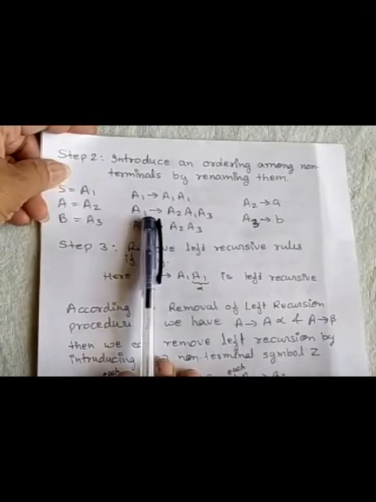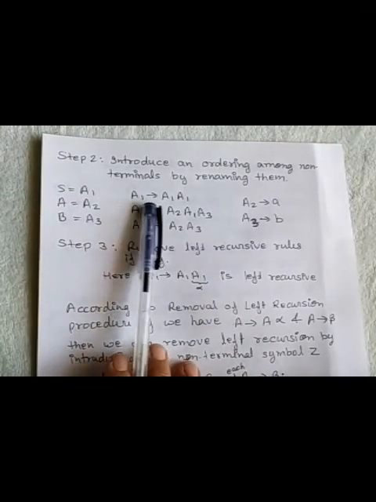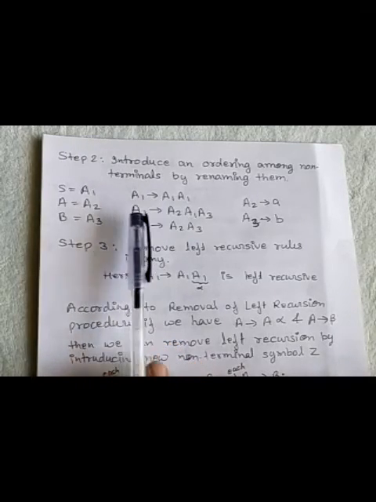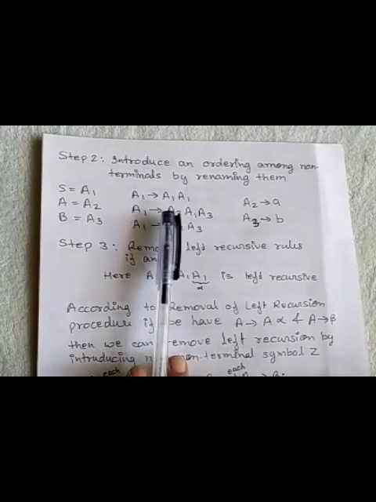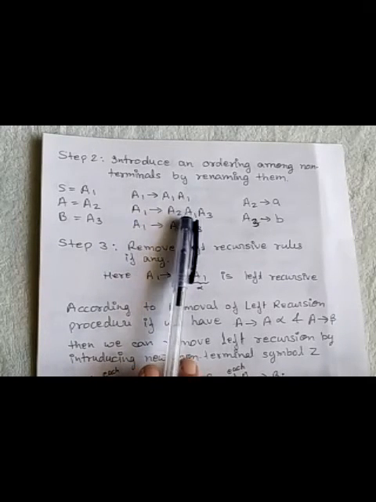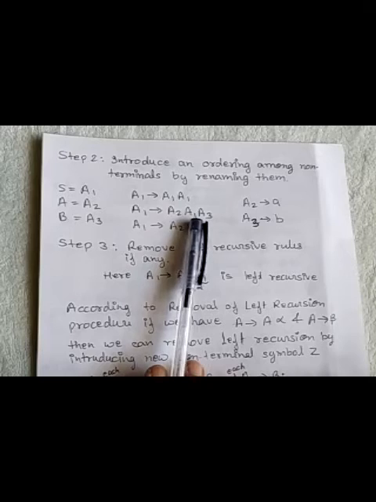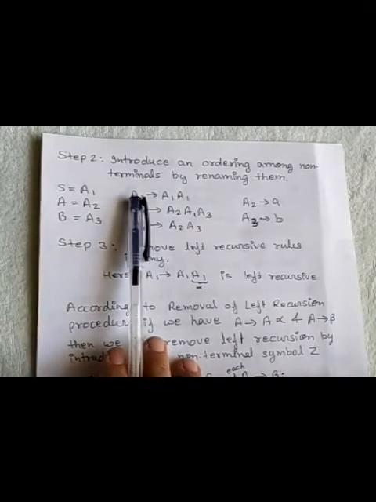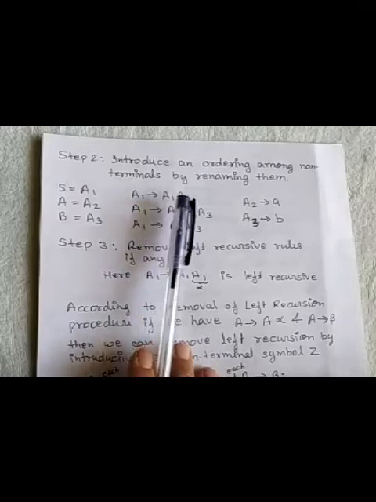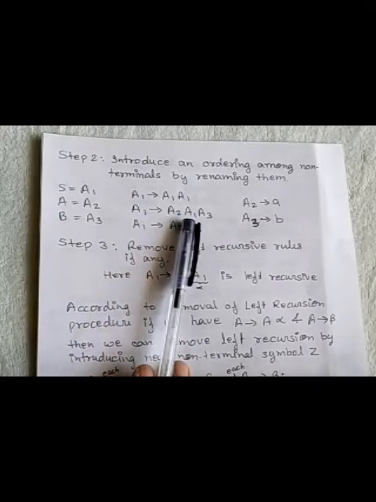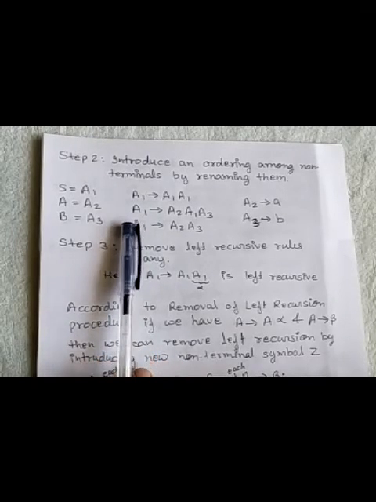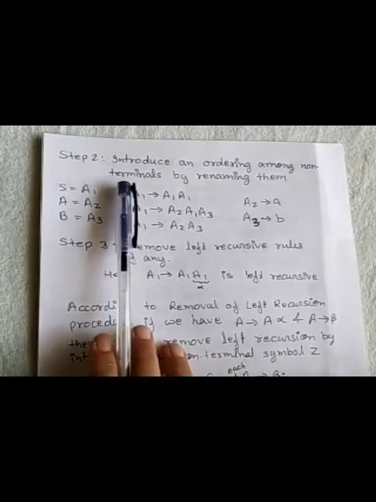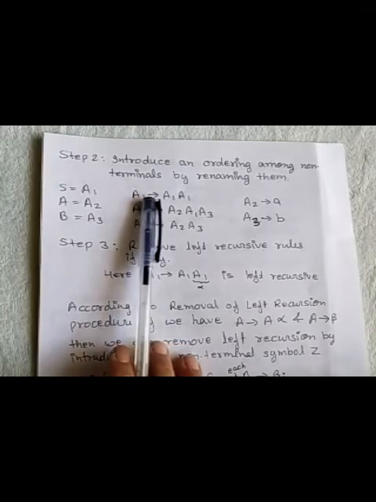Now look at these rules. Here we have A1 tends to A1 A1. This is a left recursive rule, right? And we have A1 tends to beta. Here beta is representing A2 A1 A3, right? We have A tends to A alpha, or we have A tends to beta 1, A tends to beta 2. These two rules are non-left recursive rules, and this rule is a left recursive rule, right?